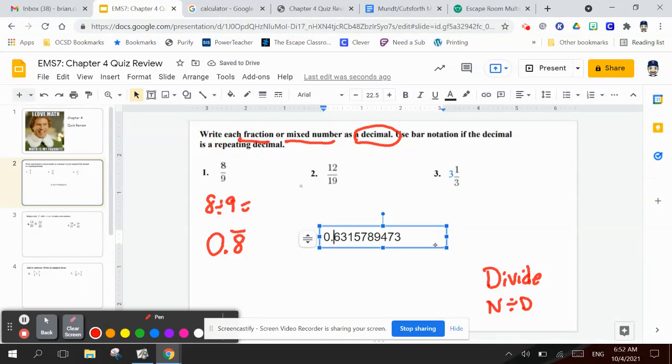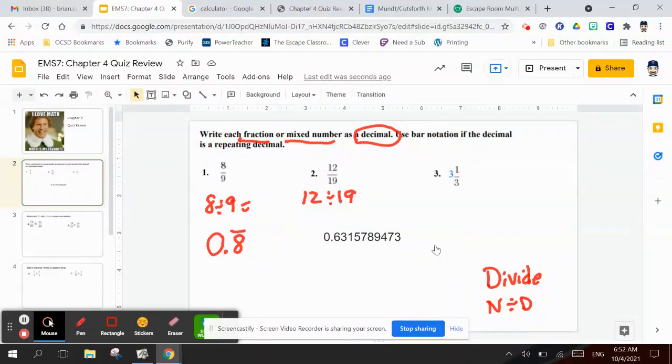So we would have 12 divided by 19, and we would get 0.6315789473 with a 6 at the end. I got to make sure I put the 6 at the end because that's not repeating. And there you have it. It's that whole thing. It's not repeating.